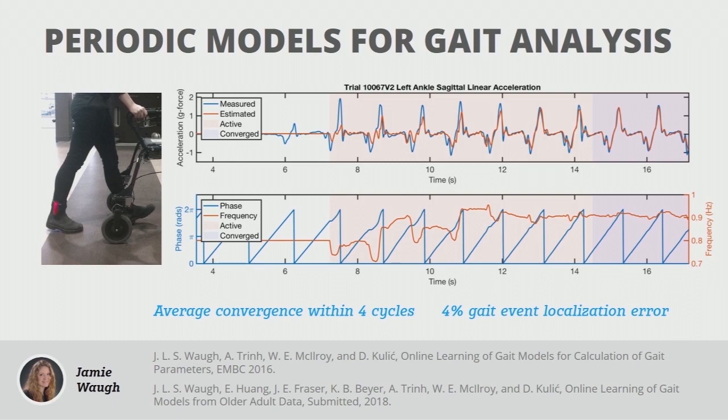So we collaborated with Professor McIlroy to collect data from patients who were using these sensors in their home. They were walking down hallways in their own house, and we looked at a variety of residential settings, including independent living, assisted living, and also medical facilities. Patients were walking in their own shoes, at their own pace, in their own home settings. And we applied this system with over 100 patient trials. We find that we can achieve average convergence within 4 cycles and generate 4% gait event localization error, which significantly outperforms the currently available methods.